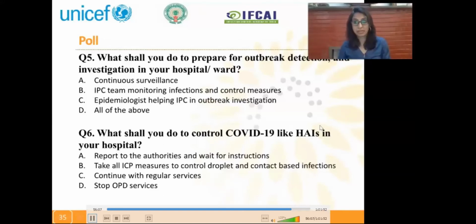Question 5 is all of the above. You will be prepared in every manner. And the answer for question 6 is that you will start with all appropriate infection prevention control measures for droplet and contact based infections, even before waiting for the other instructions. Okay, thank you.